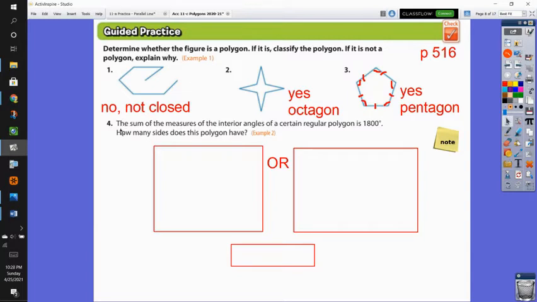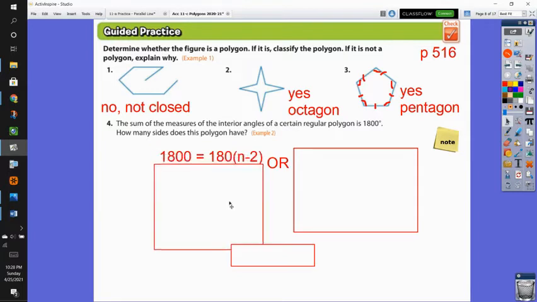All right, here's a good problem, kind of twisting the formula. The sum of the measures of the interior angles of a certain polygon is 1,800 degrees. It doesn't have to be regular. How many sides does this polygon have? Well, we know the total amount, and we can just solve the equation for n. So 1,800, the sum, is 180 times n minus 2.